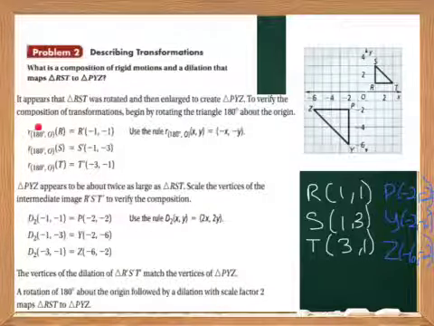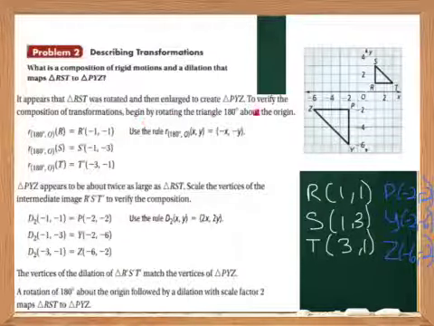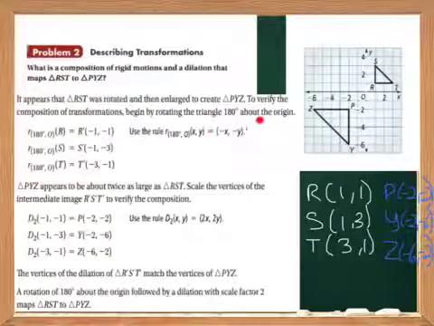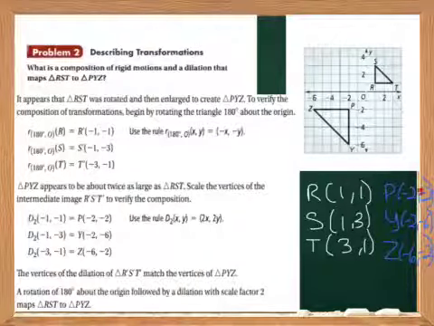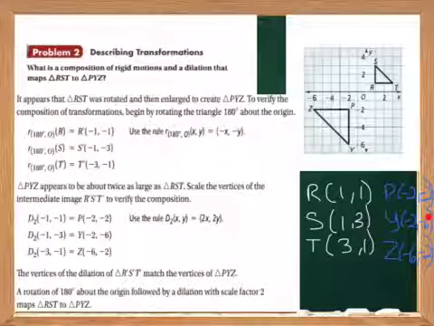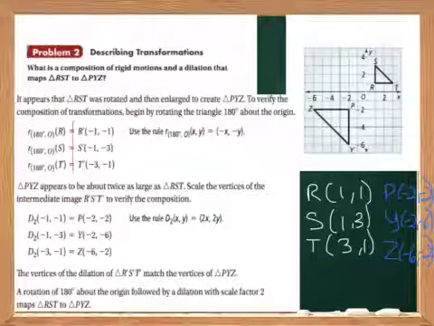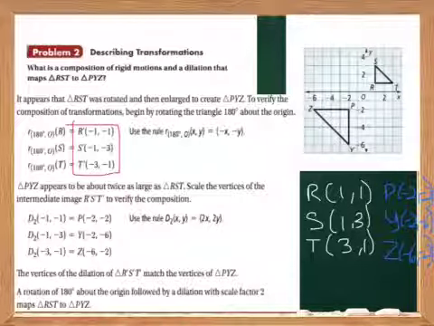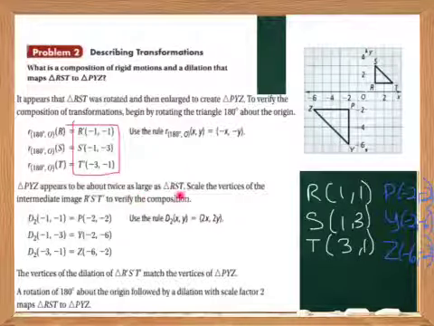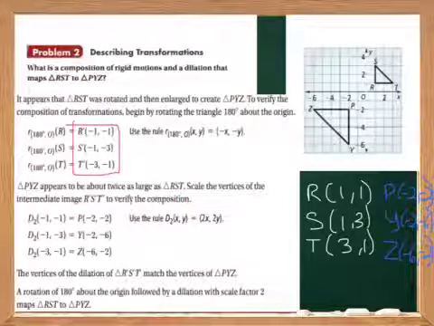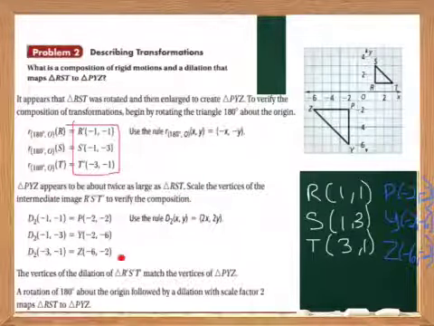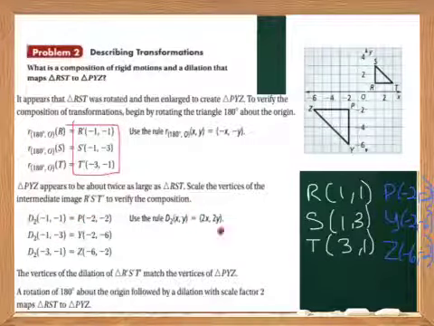To verify this composition of transformations, we need to rotate the triangle 180 degrees about the origin first. So this is our rule. We negate the x and we negate the y. And that is what's happening here. So first we do the rotation and we get these coordinates. Then it appears to be about twice as large as RST. So we're going to multiply those new coordinates here by 2 using this rule.